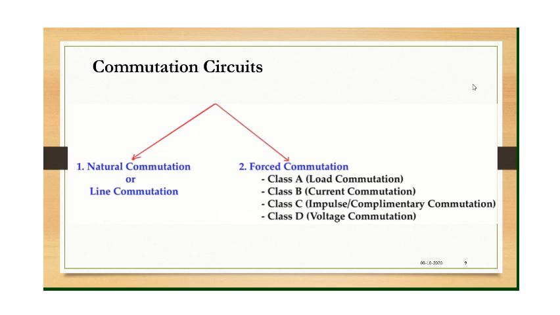So as I mentioned, commutation means what? It's the process of turning off the device. In order to turn off the device, there are different circuits. We call them commutation circuits, categorized into two methods. One is natural commutation, also called line commutation, and the second method is forced commutation. One is the natural way. Natural way means you can directly use a supply signal to turn off the device. How do we do that?